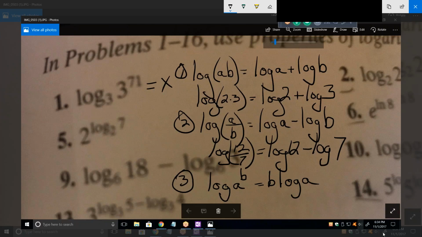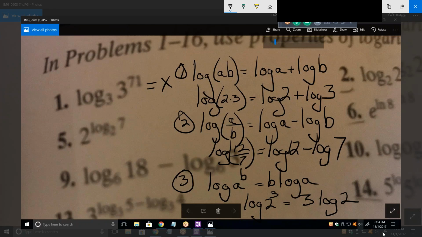You see what I did? And an example of that would be the log of 2 cubed equals 3 times the log of 2. So these three rules, not the examples necessarily, but the three rules are key in solving these problems. So let's take problem number 1. Now I added the x just to make it a little bit easier, and I'll explain why in a second. First thing, let's use property 3.